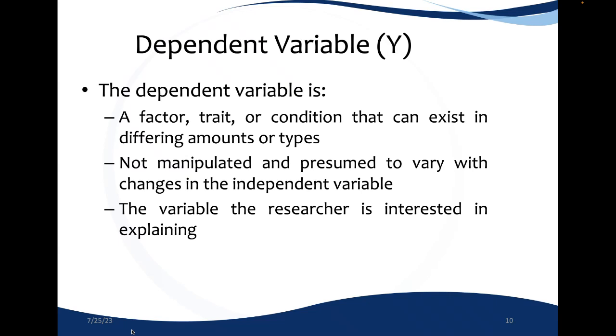So the dependent variable is the result that you are interested in, and it is the thing that you don't manipulate. It is the thing that you watch to see what other manipulated things affect this. So they refer to the dependent variable as the outcome variable.